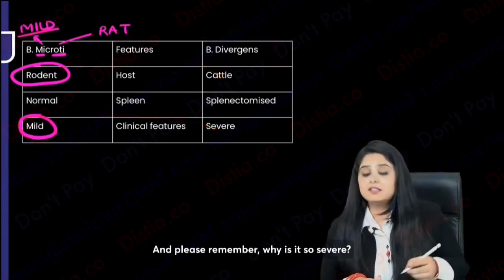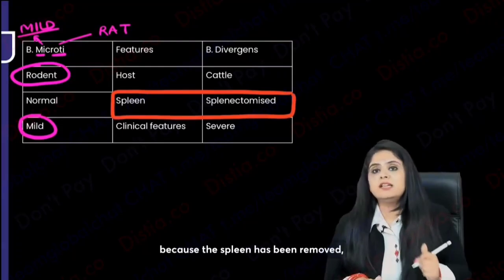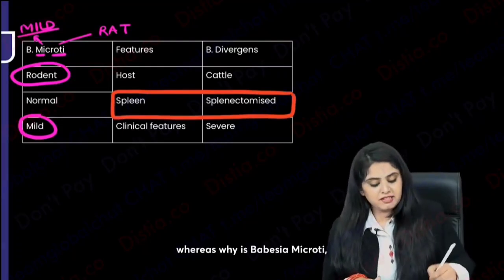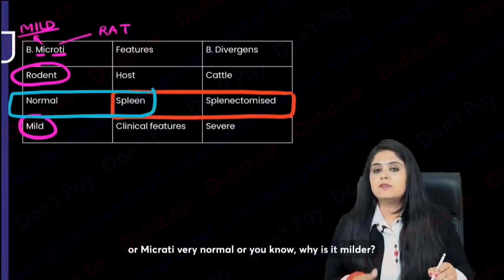And please remember, why is it so severe? Because in these patients, usually this happens because the spleen has been removed. Whereas why is Babesia microti or micrati very normal, or why is it milder?